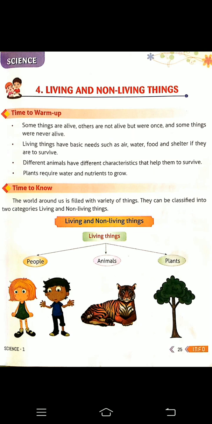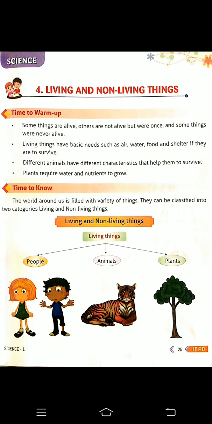Some things are alive, so they have life in them. But others do not have life, though in the olden days, once they had life also. Next, living things have what? Air, water, food and shelter. If we don't have these, we are non-living things and we can't live, we will die.